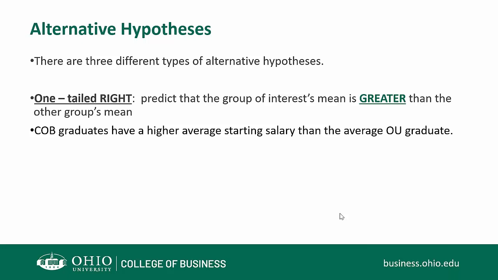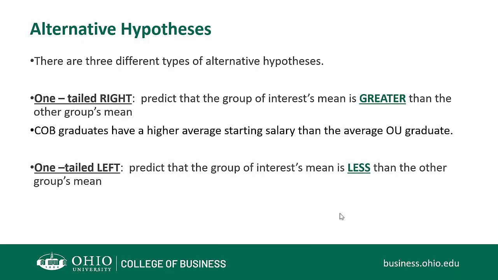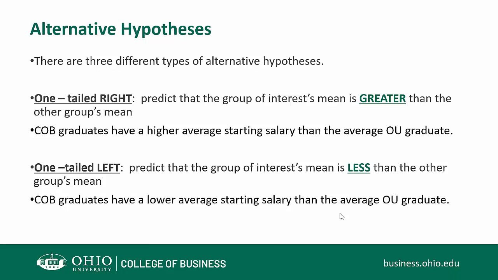For example, if we predict that COB graduates, which would be the group we're interested in, have a higher average starting salary than the average OU graduate, we would call that a one-tailed right test. A test is called a one-tailed left if the alternative hypothesis is that the group of interest is less than or lower than the other group's mean. For example, if we predict that COB graduates have a lower average starting salary than the average OU graduate, we would conduct a one-tailed left test.